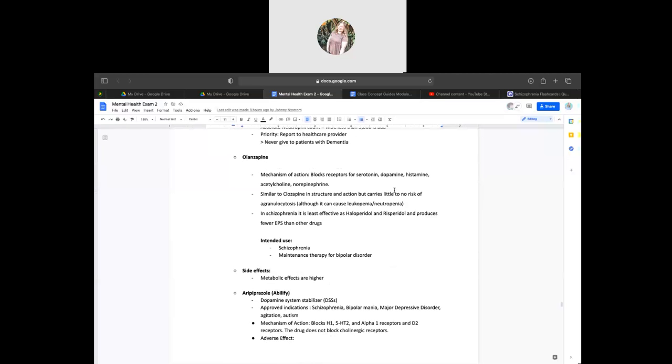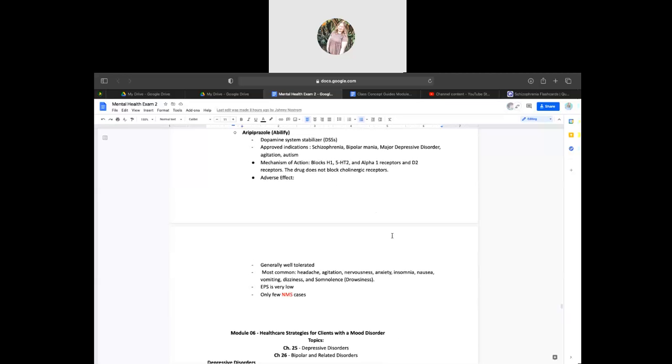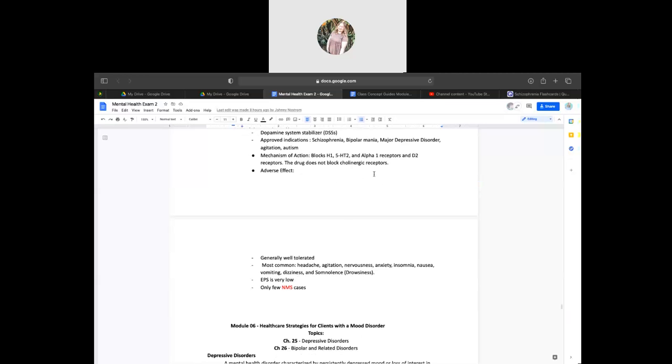Olanzapine, similar things, but no agranulocytosis. But it's less effective. No EPS with these drugs. Aripiprazole is that third generation antipsychotic. It's going to be headache, dizziness, drowsiness, tiredness, low incidence of EPS. It's that third generation effect.